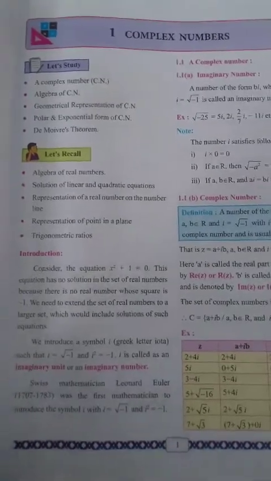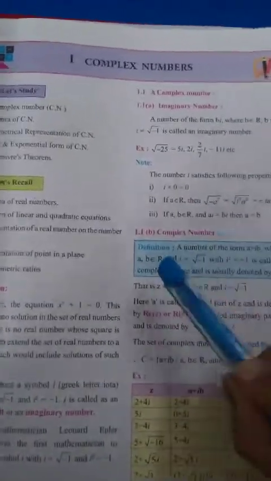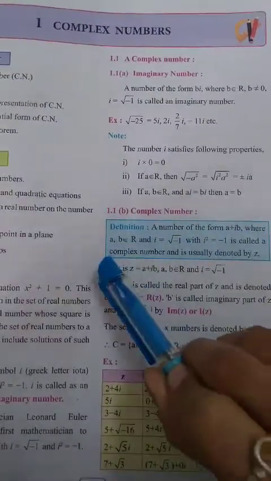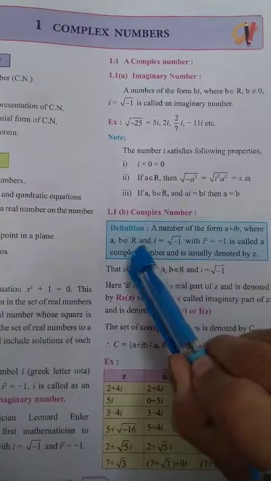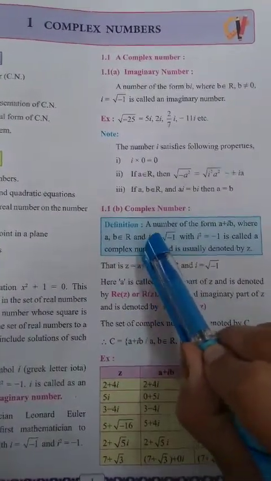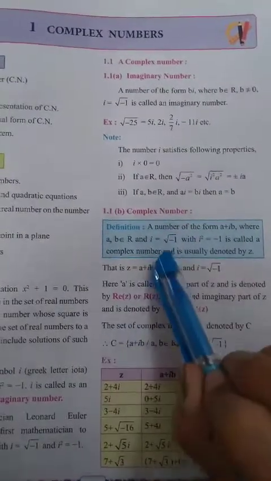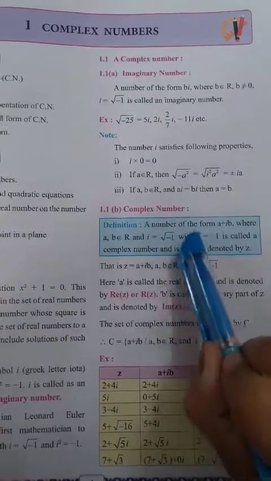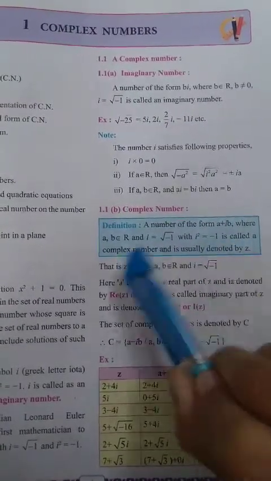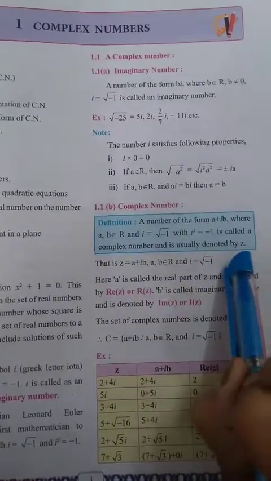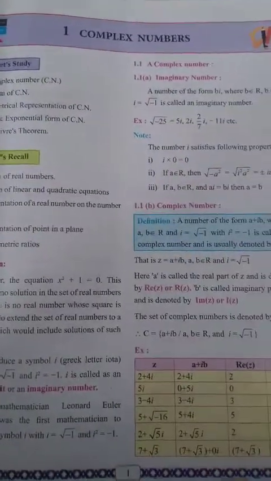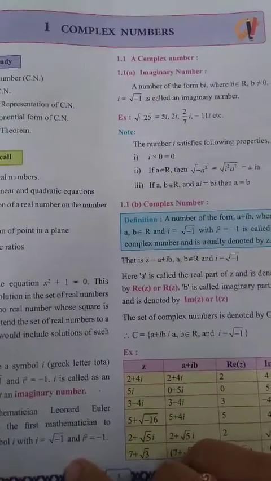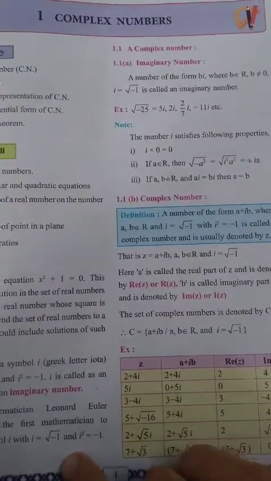So first of all we will see the complex number. A complex number is a number of the form a plus bi, where a and b belong to R, meaning a and b are real numbers. And i means under root minus 1. This i is called iota. So the value of i square is minus 1. It is called a complex number and usually denoted by Z. Means a complex number is denoted by Z and it is of the form a plus bi, where a is the real part and b is called the imaginary part.